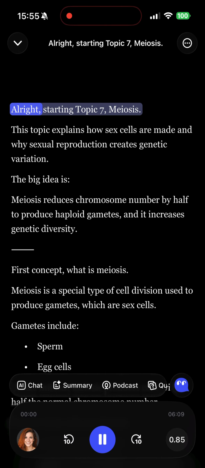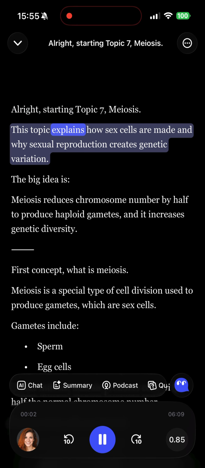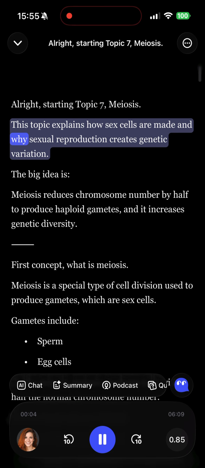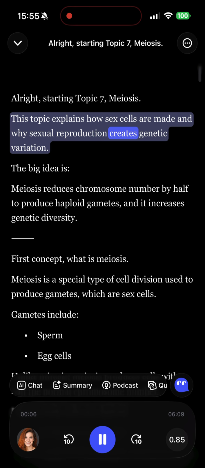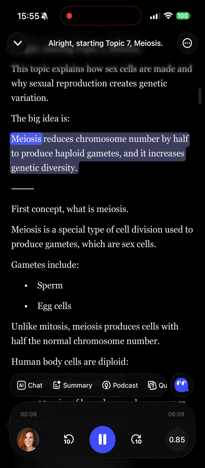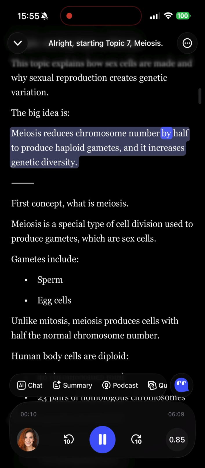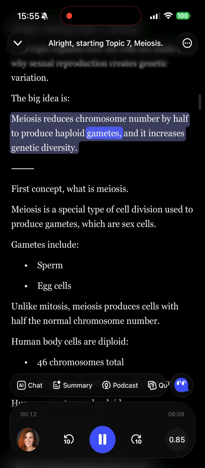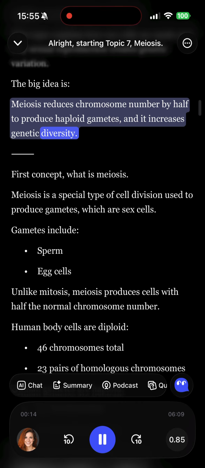All right, starting topic 7, meiosis. This topic explains how sex cells are made and why sexual reproduction creates genetic variation. The big idea is, meiosis reduces chromosome number by half to produce haploid gametes, and it increases genetic diversity.